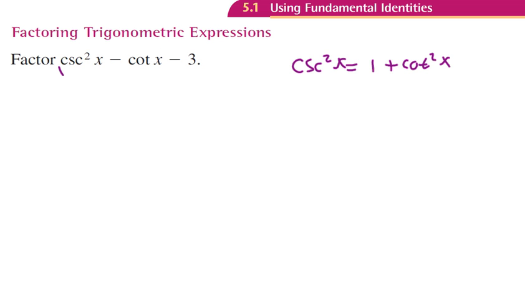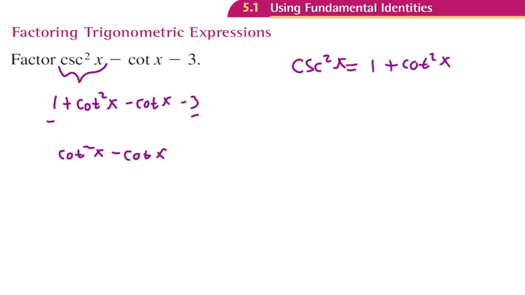Okay, so I'm going to replace this guy with 1 plus cotangent squared of x. Okay, and I'm just going to bring down the rest of my terms. Minus cotangent x minus 3. All right, so let's just go ahead and combine these terms right here. And so now I have cotangent squared of x minus cotangent x minus 2.